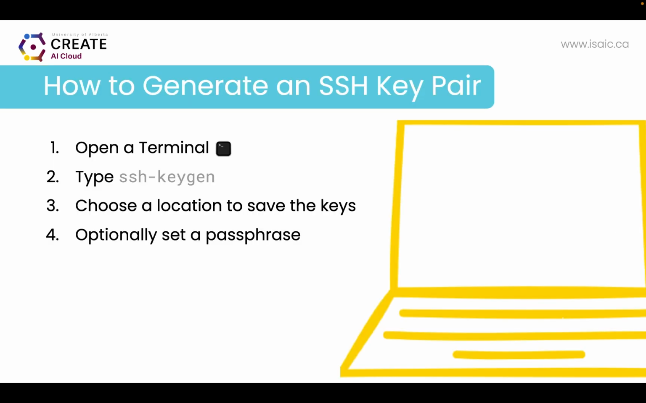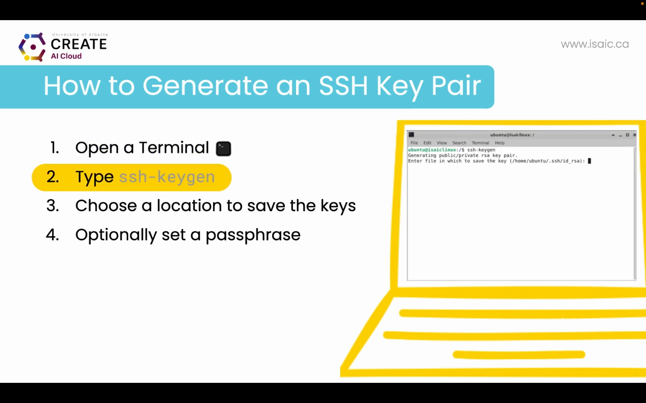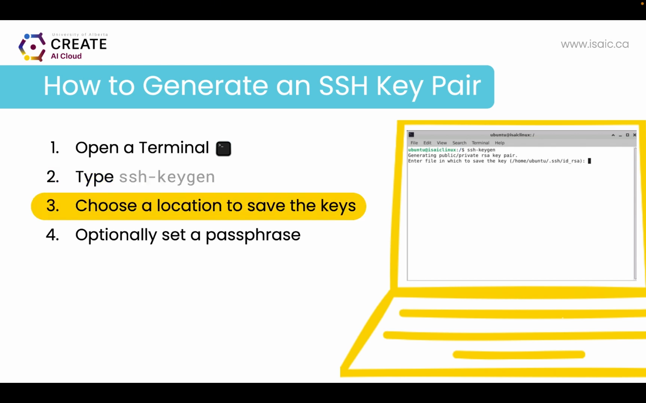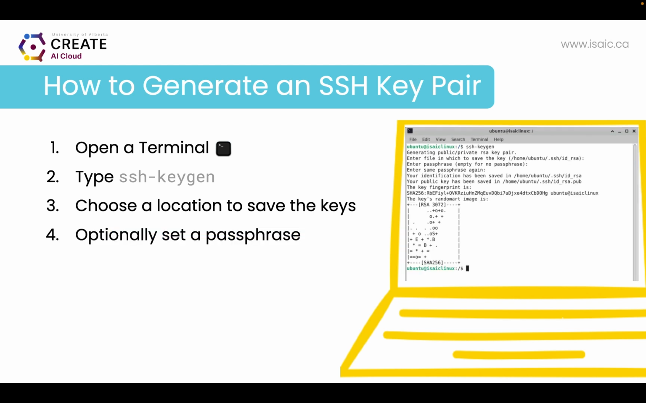Now that we've successfully created our SSH key pair, let's review these steps one more time to make sure everything is clear. First, open your terminal, type in ssh-keygen and press enter. You'll be prompted to choose a location to save your keys. Either stick with the default by pressing enter or specify a different folder. Finally, you can set up an optional passphrase for added security or simply press enter to skip this step.